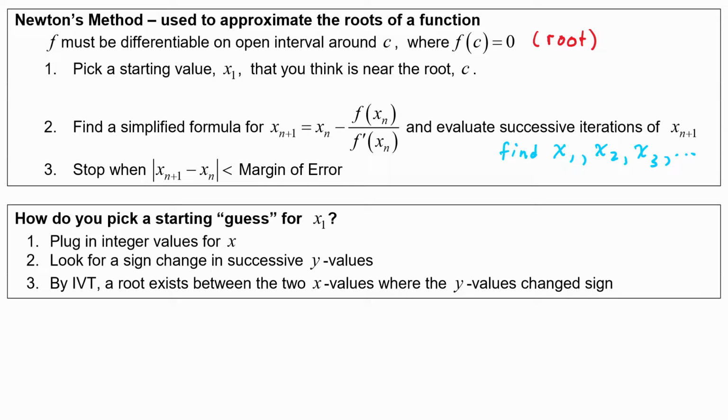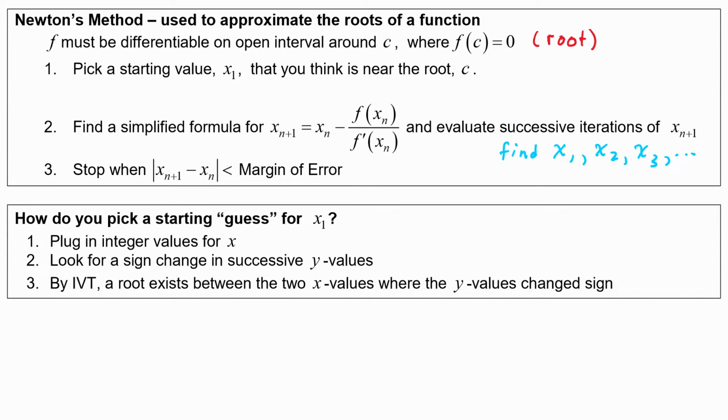So then the question becomes, how do you pick a starting guess for x1? And you actually learned how to do this in your college algebra class, way before you knew anything about calculus. Step 1 is to plug in integer values for x. Step 2, look for a sign change in successive y values. Step 3, by the intermediate value theorem, a root exists between the two x values where the y values changed sign.